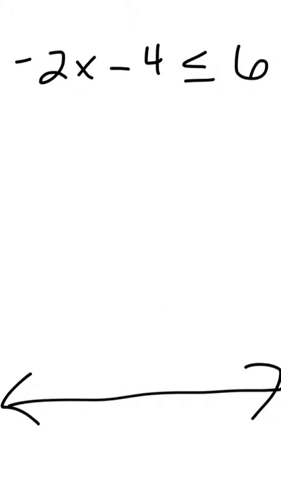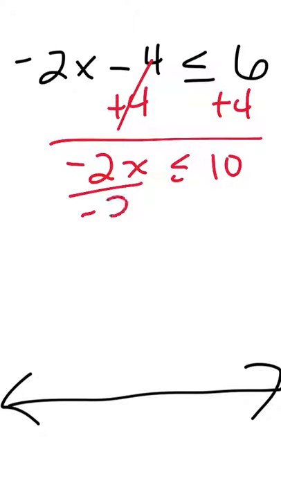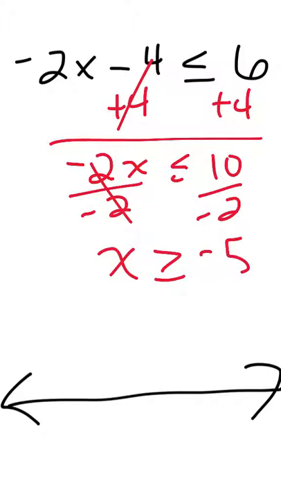So on our next one, we can again start by, this time we're going to add 4 to both sides. So we have negative 2x is less than or equal to 10. Then we have to divide by a negative 2. And when we divide by a negative, we flip the sign. So x is greater than or equal to negative 5.